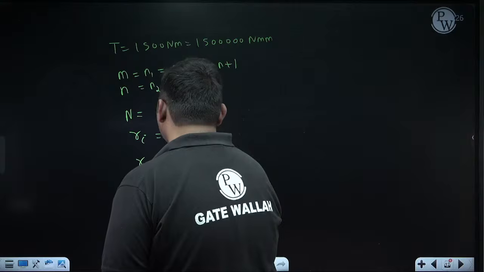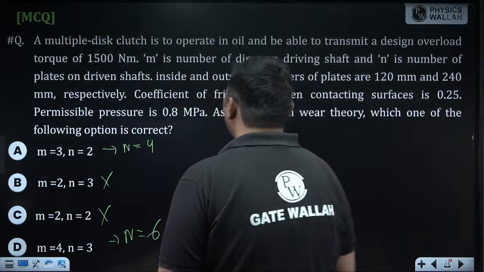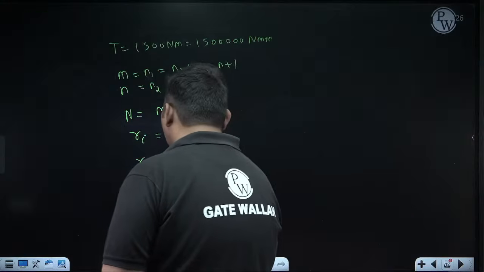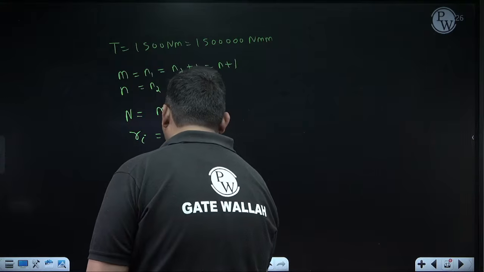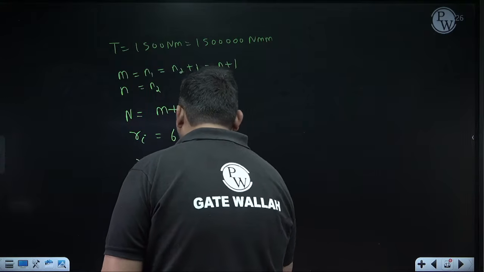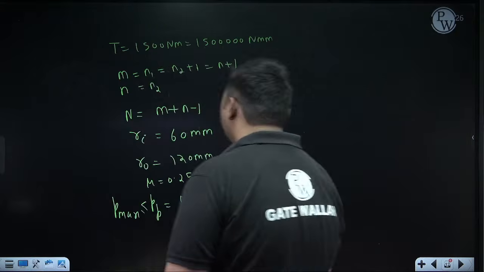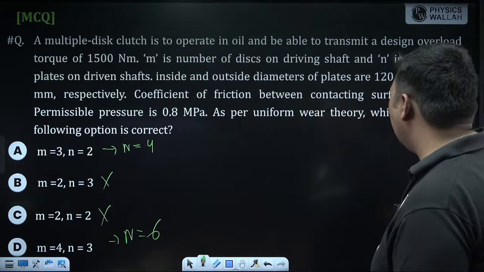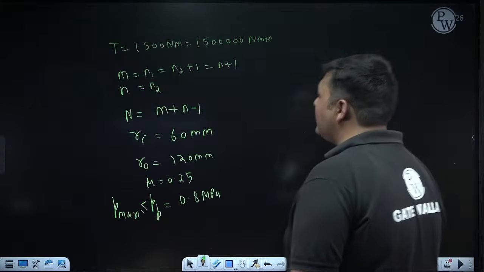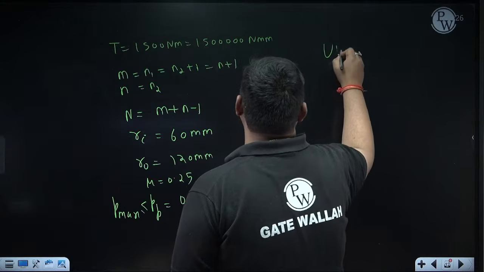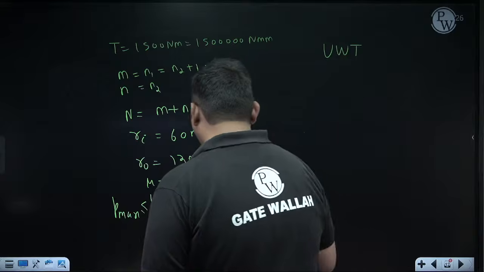So mu is 0.25. Permissible pressure is 0.28 megapascal. So it is permissible pressure, na? Means actual maximum pressure should be less than or equal to this. To find the limiting value, we can equate maximum pressure with permissible. Then the exam is asking, as per uniform wear theory, which statements are correct. So we have to find this as per uniform wear theory.